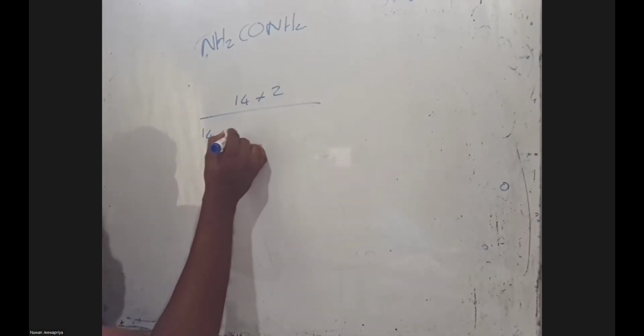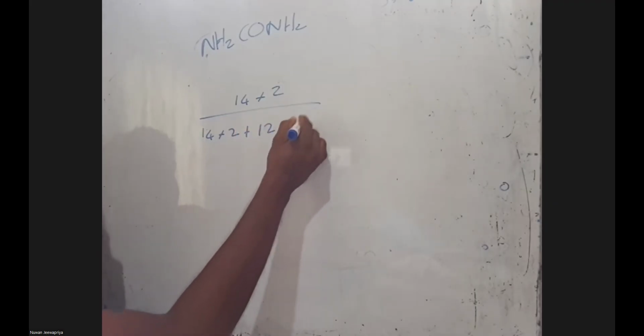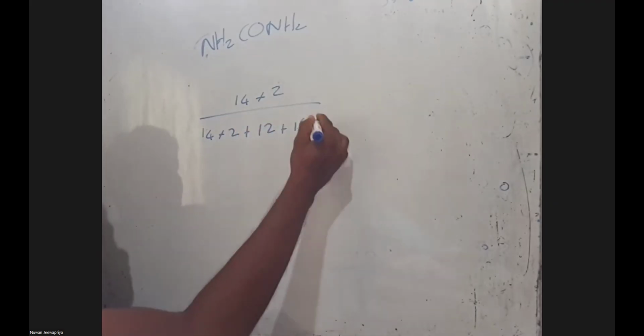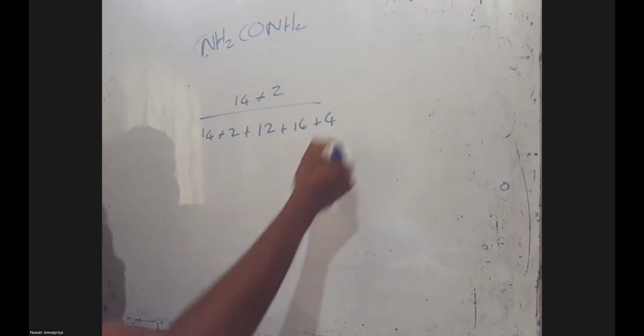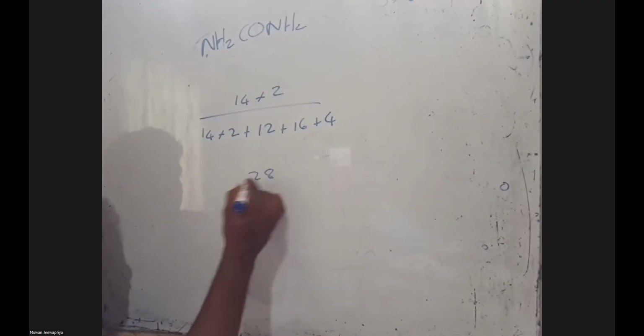B is urea. They have given the formula of the urea: NH2, CO, again NH2. How many nitrogen are there? 2 nitrogen. So 14 into 2. Total mass is 14 into 2 plus carbon 12, oxygen 16. How many hydrogen? 2 and 2, 4. So the top is 28. Below, how much?